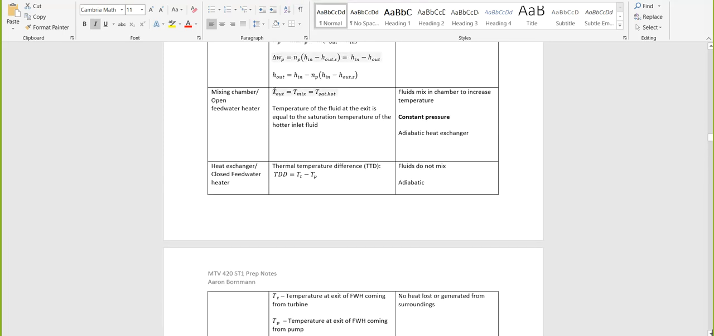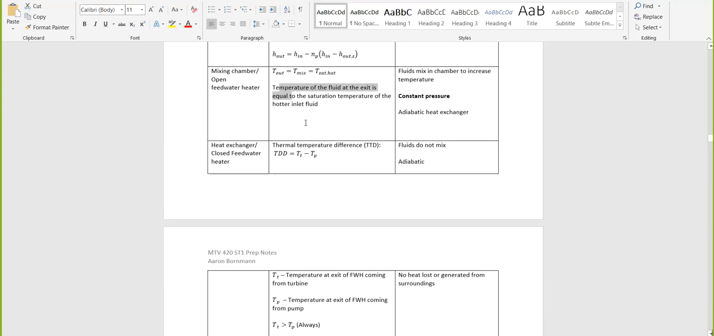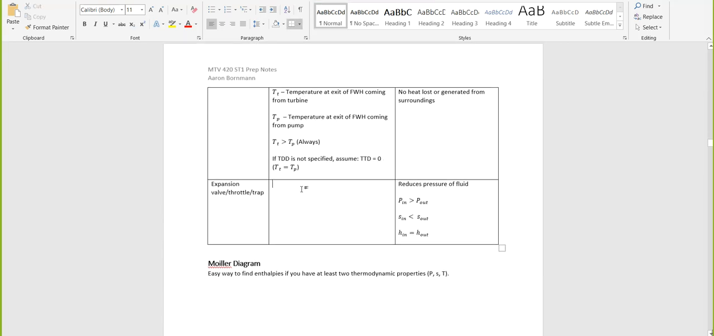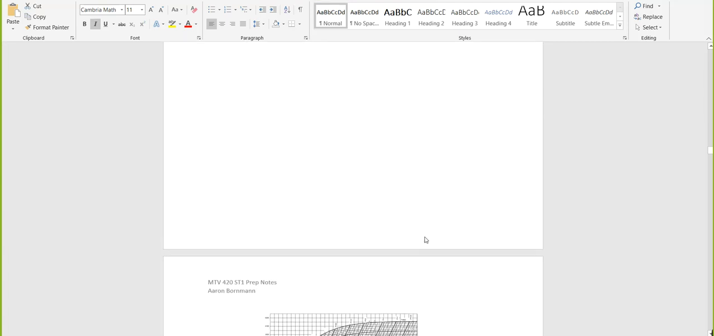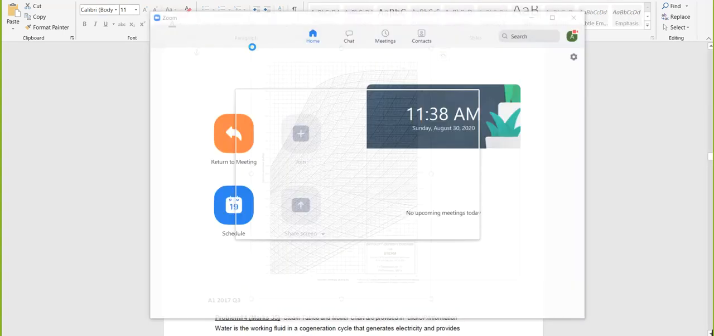But just take note, we're looking at the mixing chamber stuff and all of that, and how that works, and the valves. But the only thing you have to know with the expansion valve is that h in equals h out, the enthalpies, and the pressures, and that's pretty much it. And then we have our Mollier diagram, which looks like this. You have pressure lines, temperature lines. You have your enthalpy. I think it looks a little confusing.